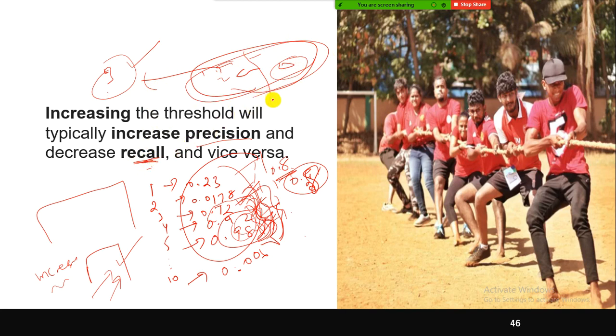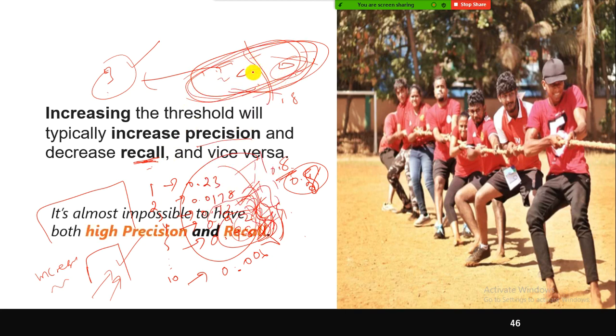Since I increased the threshold value for the probability, certain fishes are filtered because the predicted probability value for these fishes is less. Let's say I specify 0.8. For these fishes, 0.8 and above probability is assigned. For these fishes, the probability values are slightly lesser than 0.8. Hence the recall, the actual positive fishes, will get reduced. Increasing the threshold will typically increase the precision, that means the accuracy of the predicted thing, whereas it may miss out the red fishes, and vice versa.